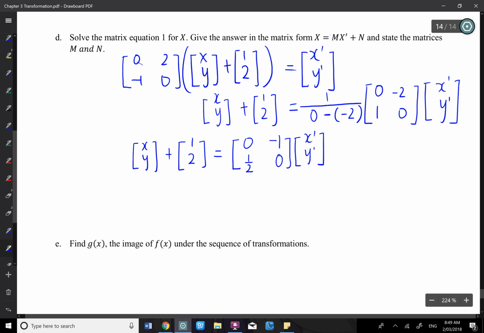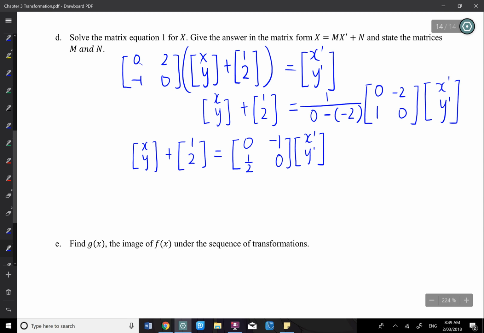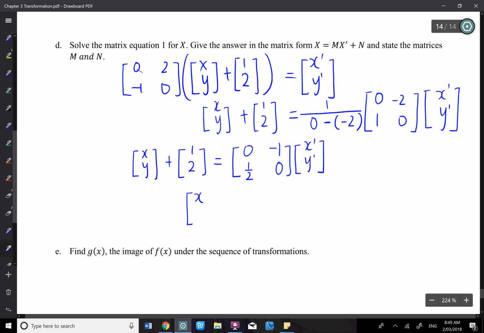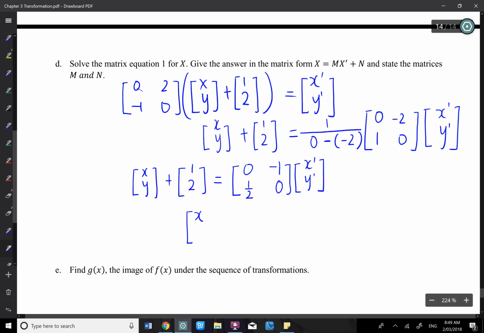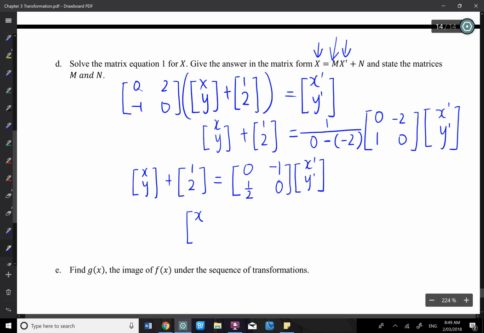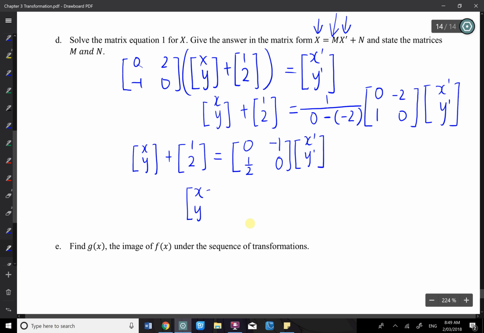Have your x dash y dash like this. And now you have xy. Well, I'm not going to times them together. Why am I not going to times them together? Because see, that's x. That's x dash. X dash is still separate. I'm not times them together yet. M is here. And then I need to work out my n.